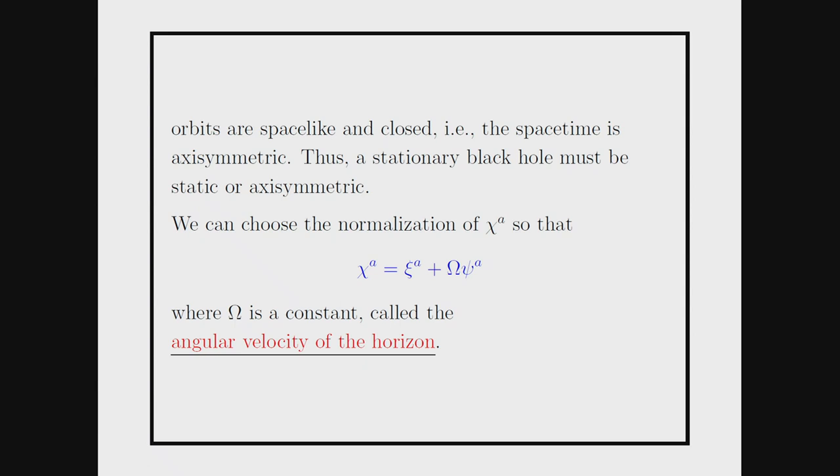And so you can choose the normalization of the horizon killing field so it's the stationary killing field plus some constant multiple of the axial killing field, and this is the angular velocity of the horizon that came up in several contexts in Nico's talk this morning.